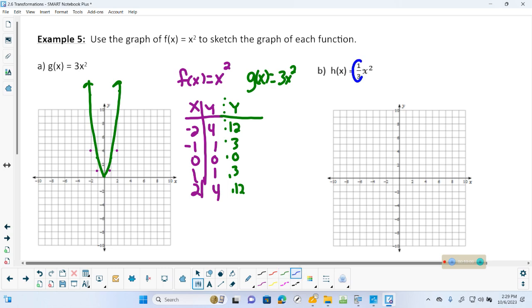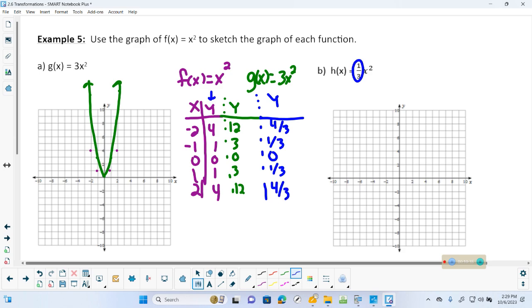Now the third is going to shrink it. I'm going to go ahead and put that on the t-chart too and see what we can do for the y coordinates. We might have a little bit of fractions here. So now I'm going to take all those purple y coordinates and we're going to times them all by a third. So 4 times the third, 1 times the third, 0 times the third, 1 times the third, 4 times the third. And we'll plot those.